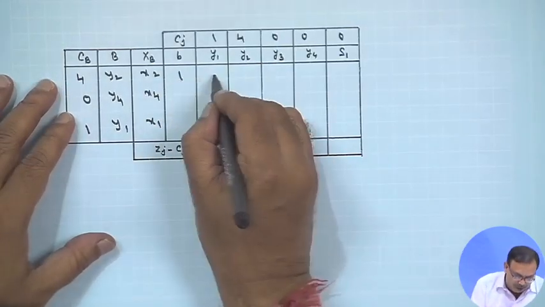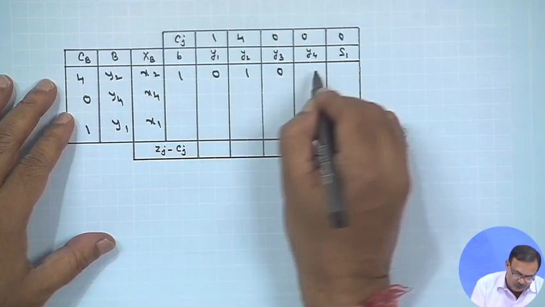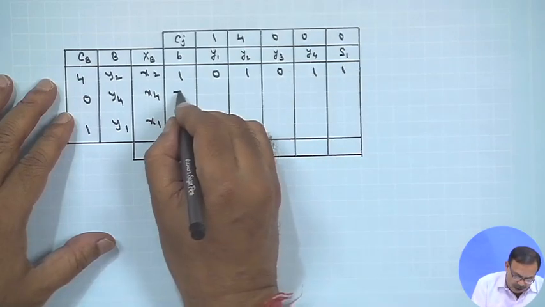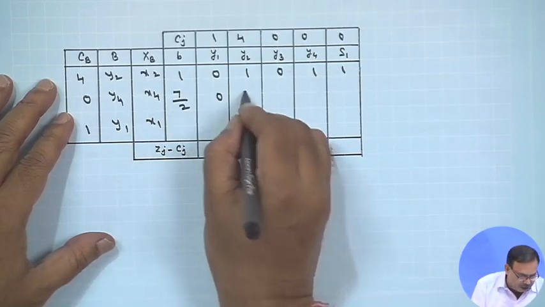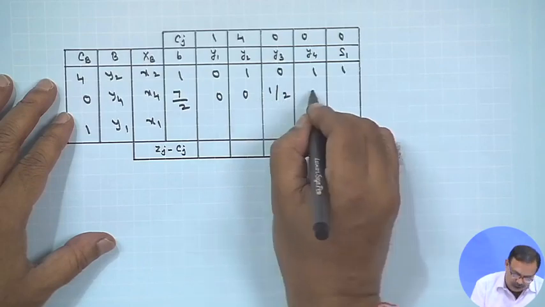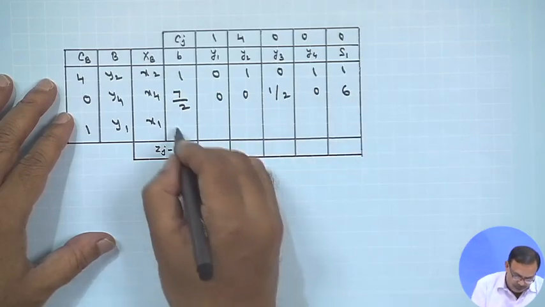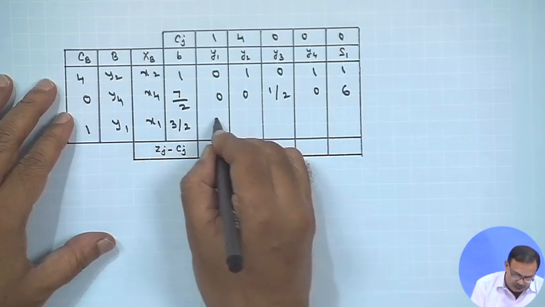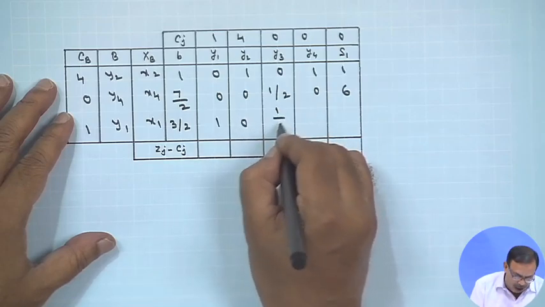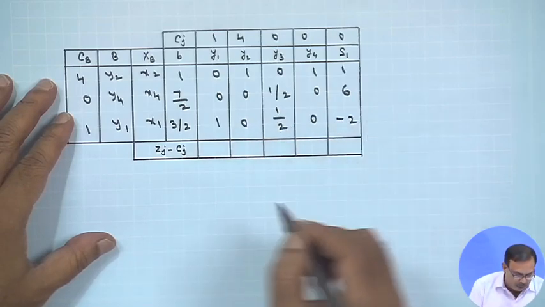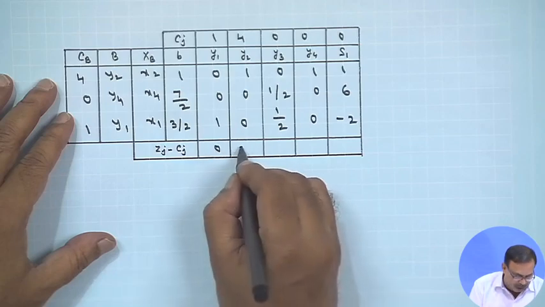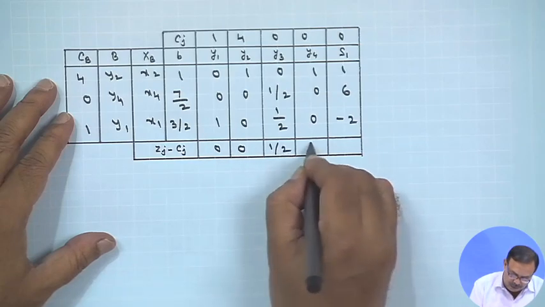So, I will obtain 1, 0, 1, 0, 1, 1. Then I will have 7 by 2, 0, 0, half, 0 and 6. I will have 3 by 2, 1, 0, half, 0 and minus 2. Zj minus Cj, if you calculate, is 0, 0, half, 4, 2.